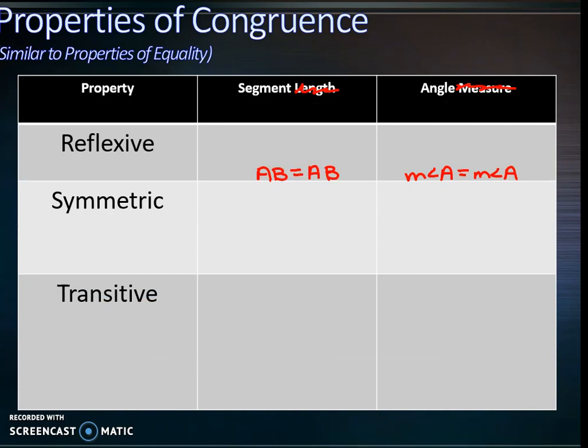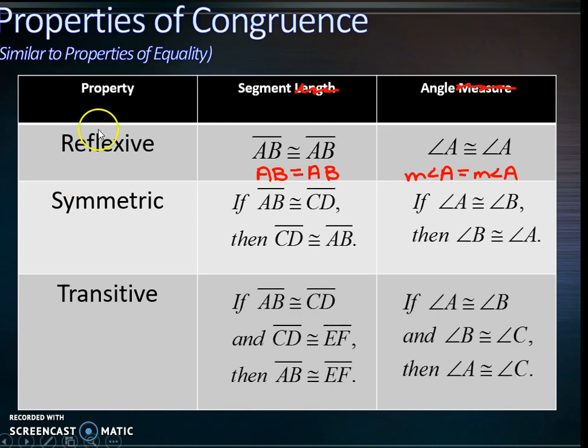So here are the properties of congruence. It's very similar to properties of equality. You're going to have a table. We're going to talk about 3 properties that we use: reflexive, symmetric, and transitive. So for a segment, we're going to write segment AB is congruent to segment AB. For an angle, we're going to write angle A is congruent to angle A. That's the same, repeat, repeat. That's reflexive.